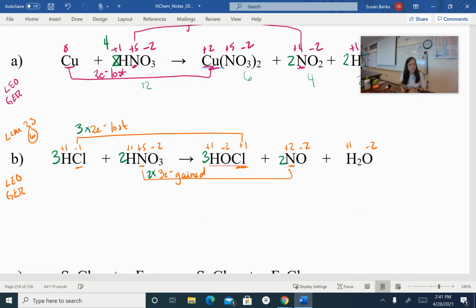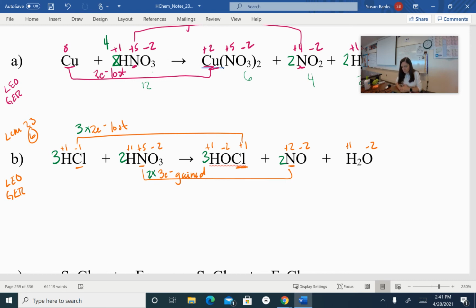Okay, so that balances my electrons. I have 6 coming and 6 going. Okay, so next thing I have to do is look for anything that is not hydrogen or oxygen that isn't already balanced. And I don't have anything. So that's good. I don't need to do any charges because nothing's charged here either.